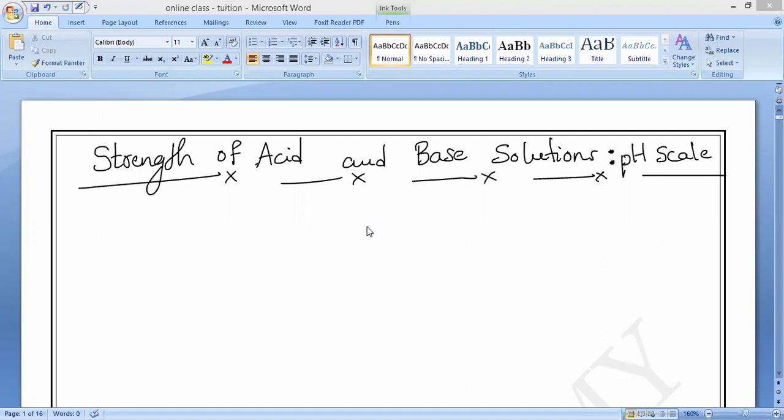As we know, what is common in all the acids, Ram? What is common in all the acids? Please speak. H plus ions. As well as, what is common in all the bases, Arun Karthikeyan? OH minus. Correct. So based upon that only, we are going to decide the strength of acid and base solutions. That is what we call the pH scale.